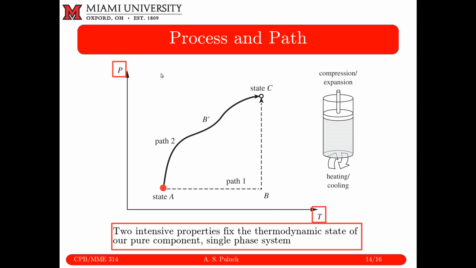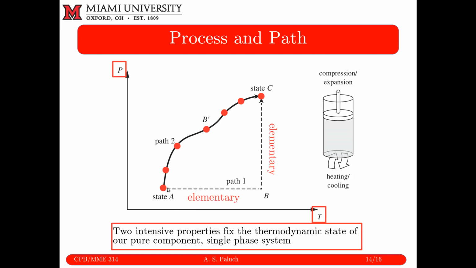All right, so I've got my process or my path represented on my PT surface. And so I can connect it from a series of states, where for each state I could determine pressure and temperature, or characterize it using pressure and temperature.